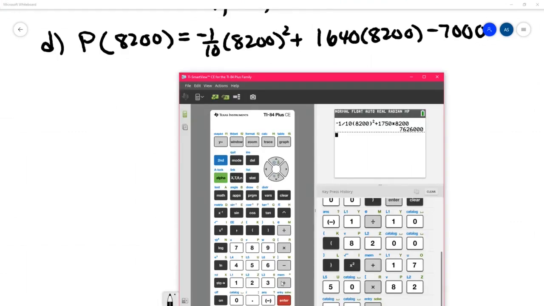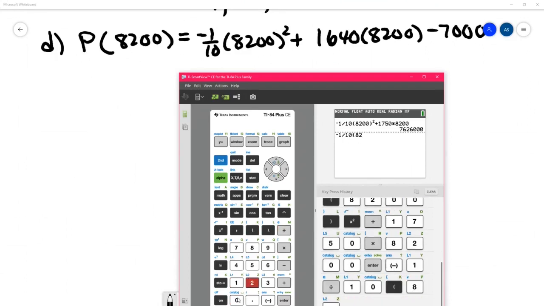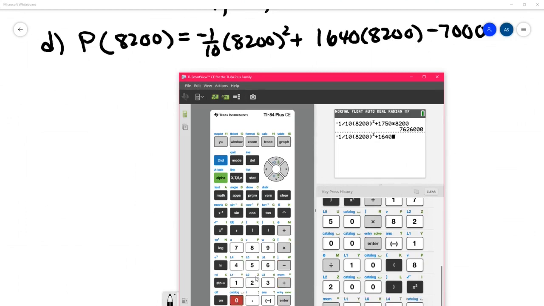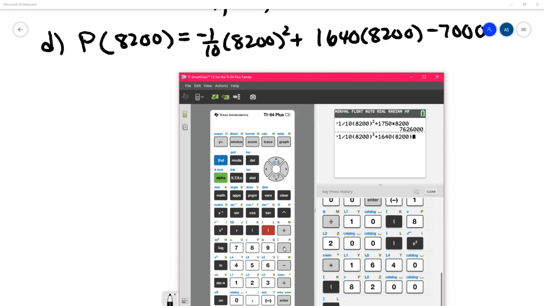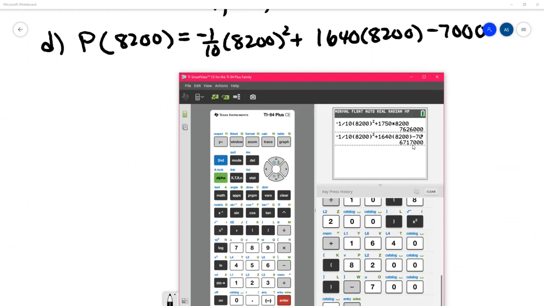So we've got negative 1/10 times 8,200 squared plus 1,640 times 8,200 minus 7,000. So we've got a profit of 6,717,000.